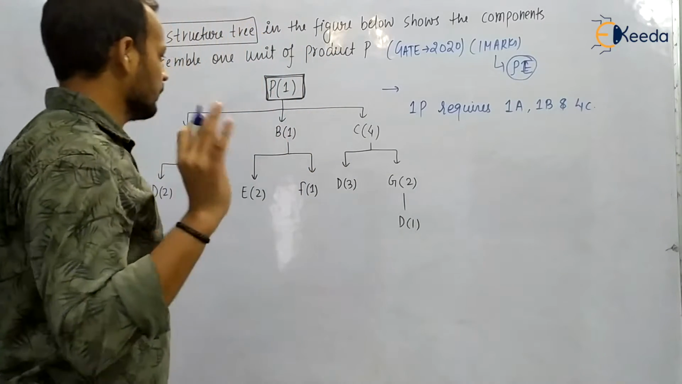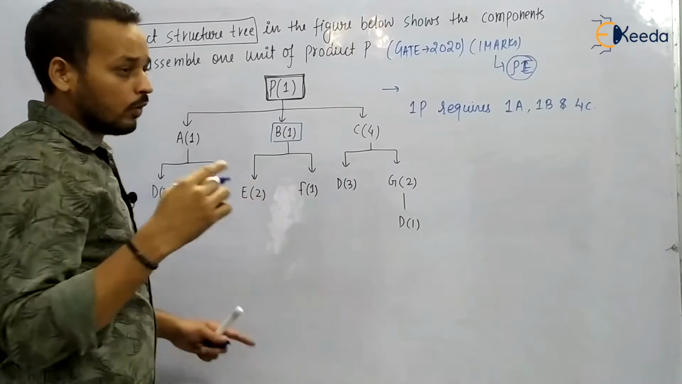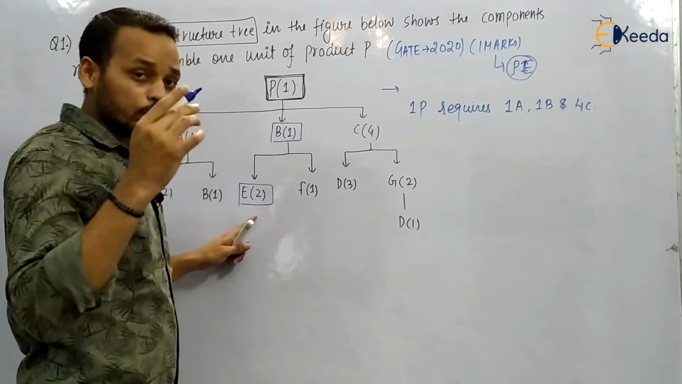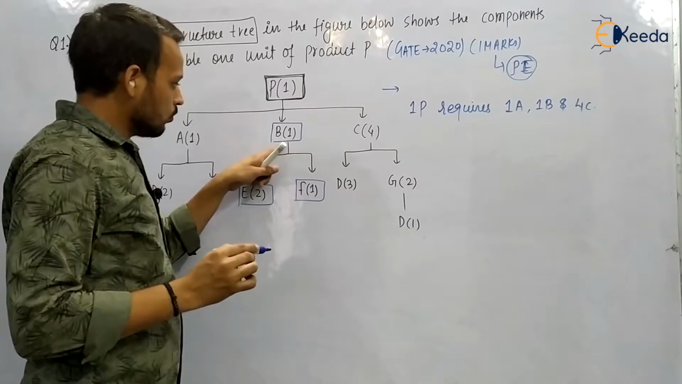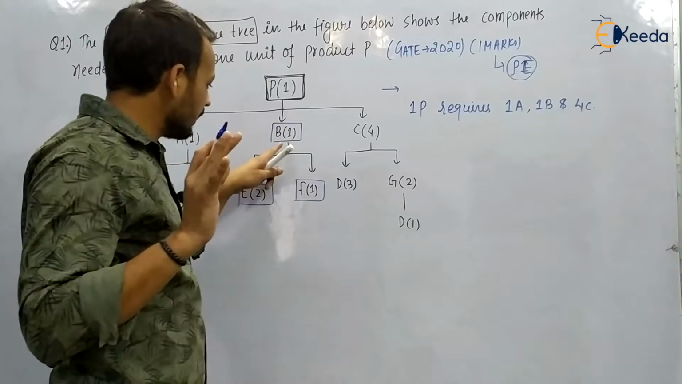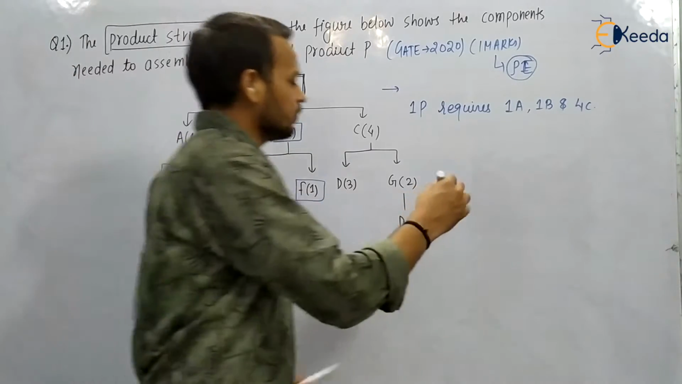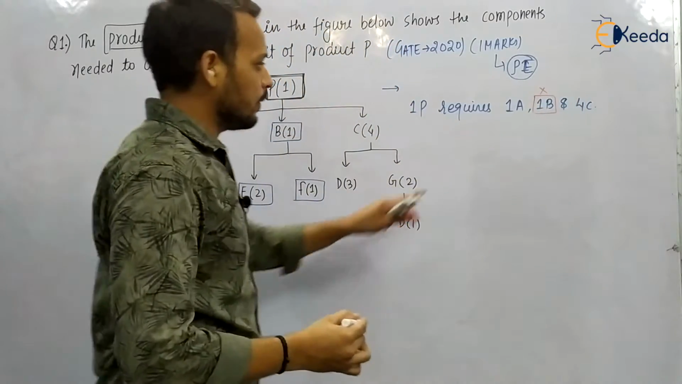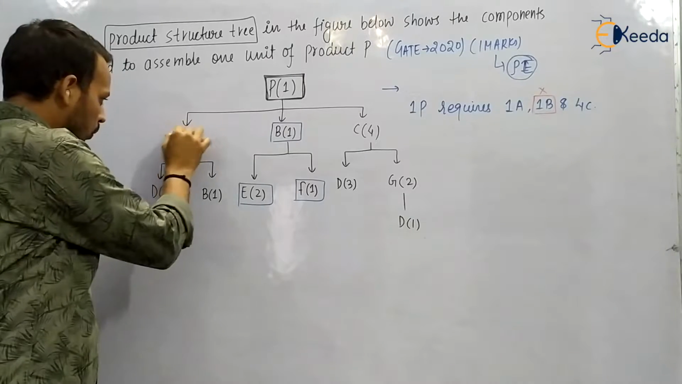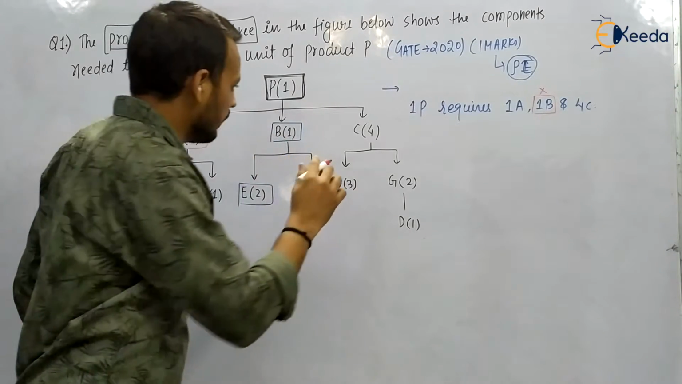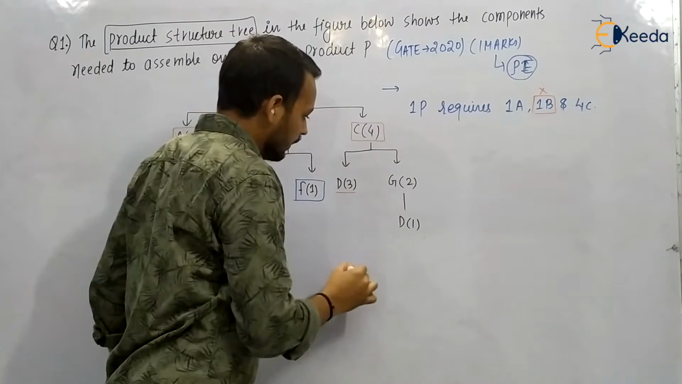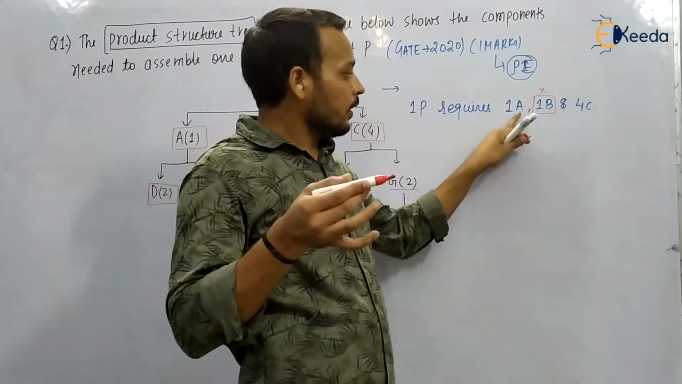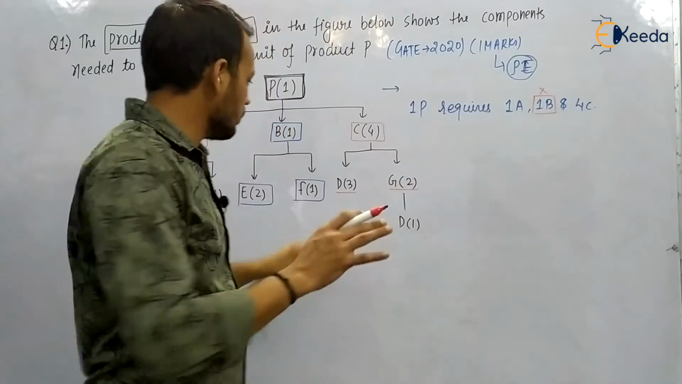To make 1 unit of P, we require 1A, that is the sub-assembly item, 1B, and 4 units of C. We have to find the required quantity of D. Making B requires 2 units of E and 1 unit of F, so for making product B we do not require any D. We will not talk much about B because it doesn't require D. To make 1 unit of product A, we require 2 units of D, and to make 1 unit of product C, we require 3D and 2G, and G also requires D. So we will calculate the number of units of D for A and C. We do not require B because B does not require D.